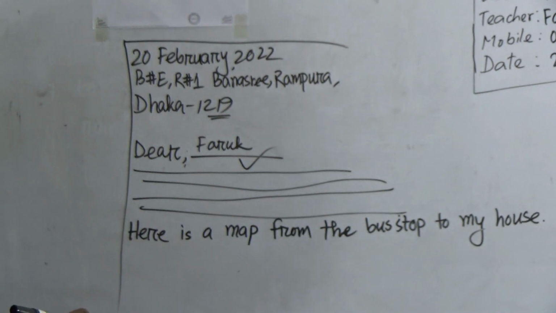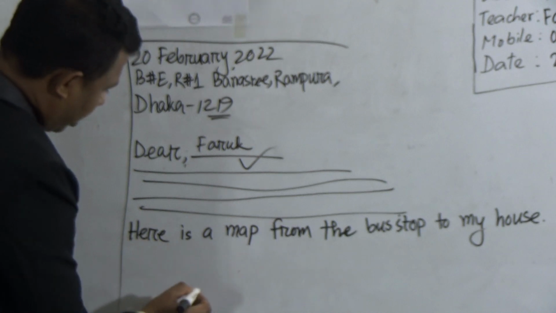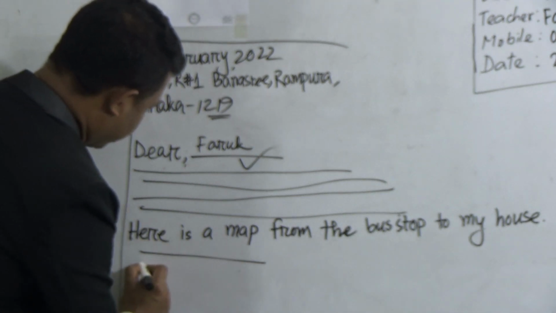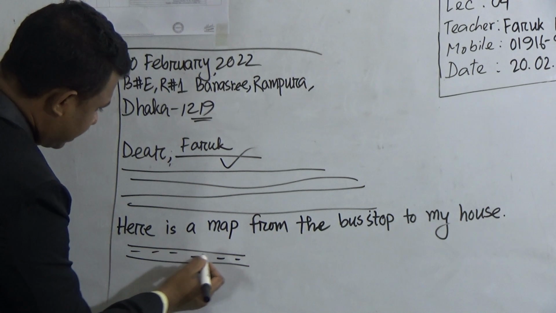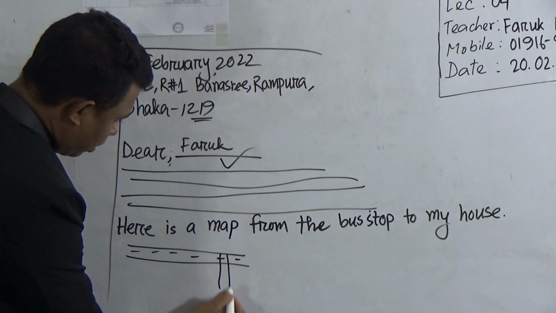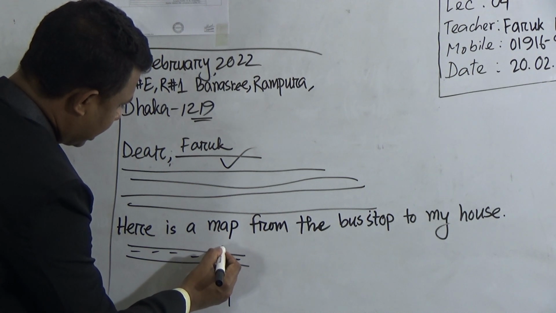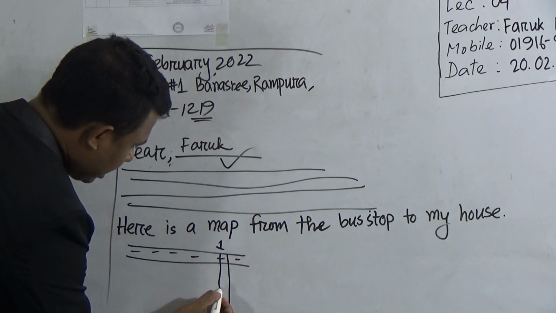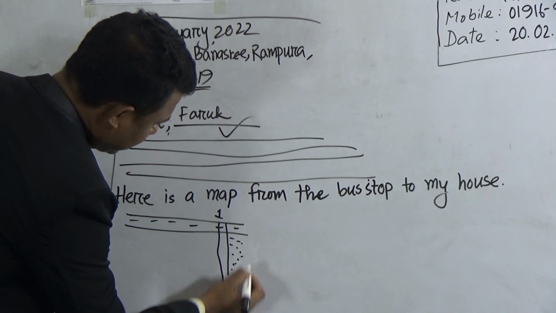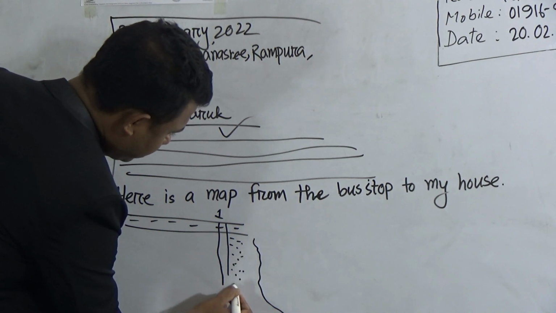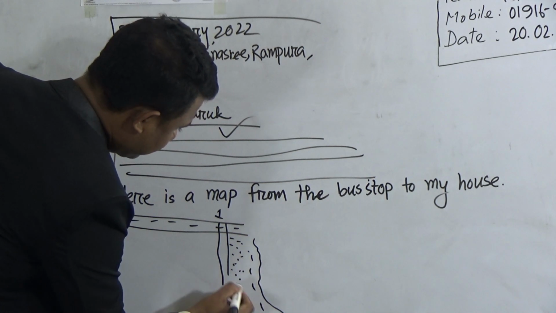So how will you draw the map? Imagine that your home is at E block, road number 4. So how will you draw it? Imagine that first of all you will draw a road. Okay, so it's maybe DIT road. After that you will draw this road. So here we will give number 1, and here is the lake. Imagine that there is a lake.